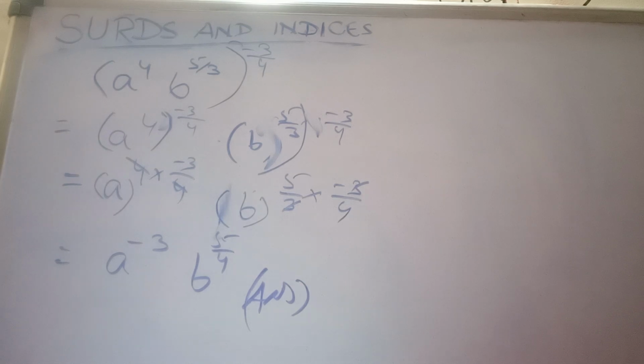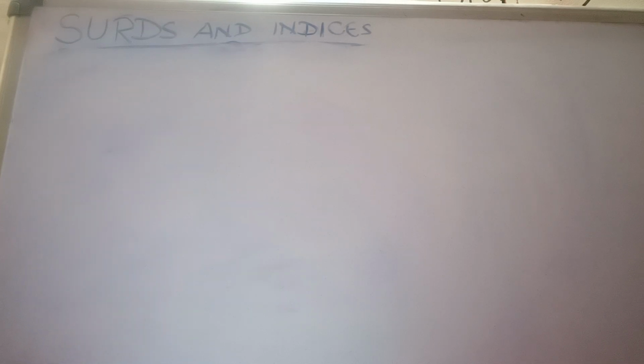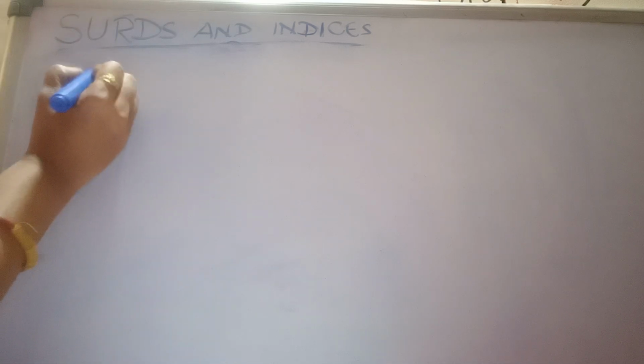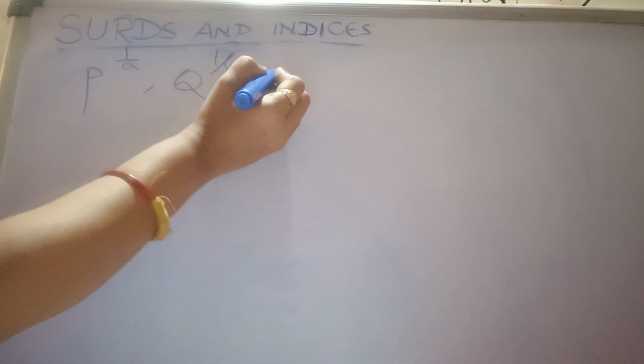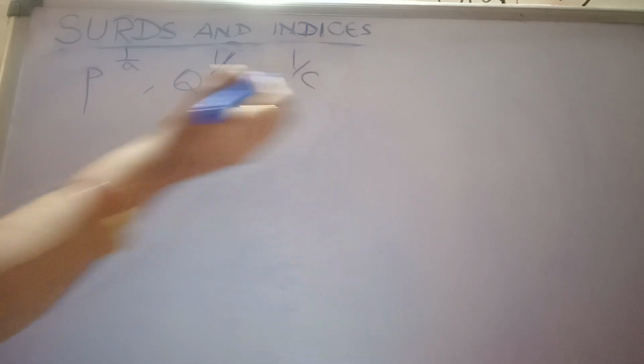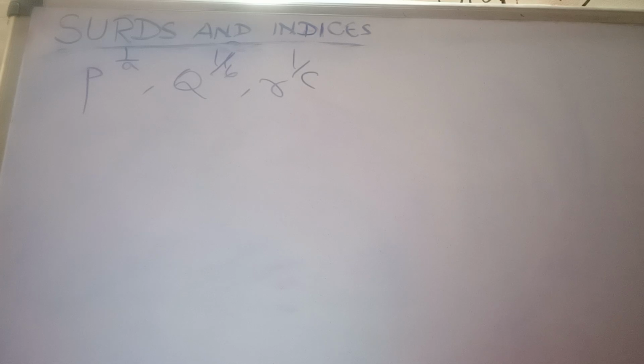So, next question. Next, to arrange the surds in increasing or decreasing order, we have to see. Suppose the given surds are p to the power 1 by a, q to the power 1 by b, and r to the power 1 by c. Then first of all, take the LCM of a, b, c and use it to make the denominators of the powers the same. Then easily we can find the required order.